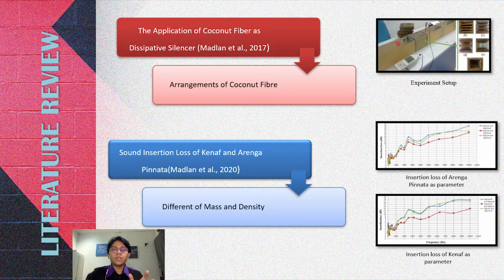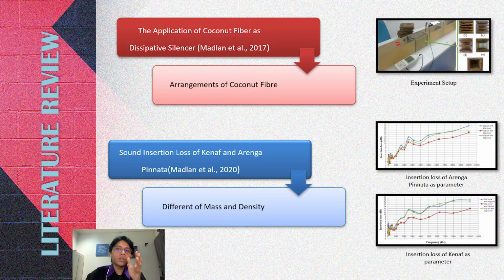The first literature review is titled the application of coconut fiber as duct silencer, by Matlan et al., 2017. In this project, there was an arrangement of coconut fiber in the experiment. As you can see, the figure shows the experimental setup for that project. Following that, Sound Insertion Loss of Kenaf and Arenga Pinnata by Matlan et al., 2020.